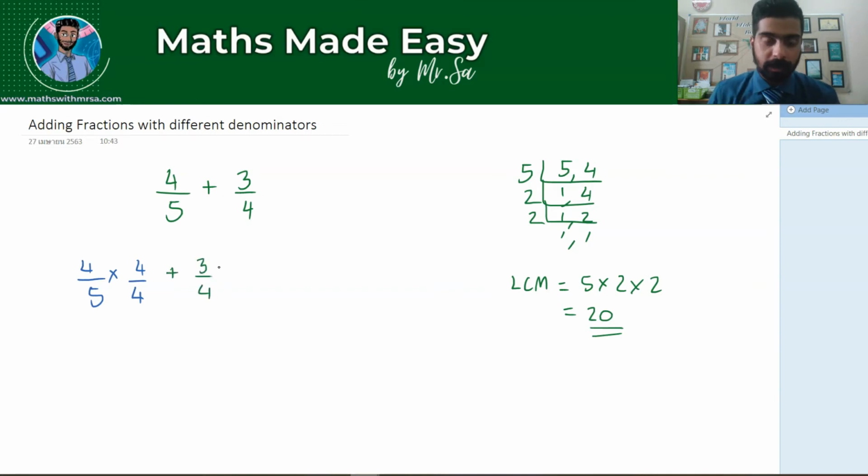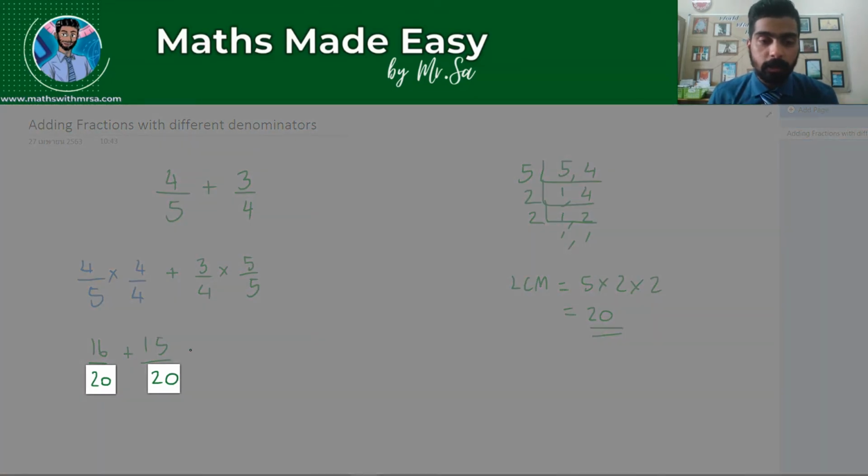We use the same method here. 4 multiplied by what is equal to 20, and we know that 4 times 5 is equal to 20. Alright guys, so once we do this, the denominators will be equal. So let's multiply them now. 4 times 4 will give us 16/20 plus 15/20. Now if you take a look at this, the denominators are equal.